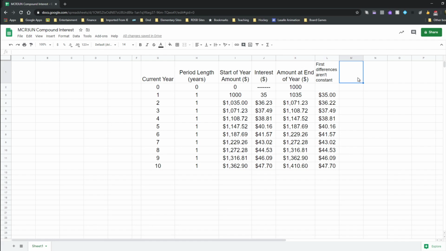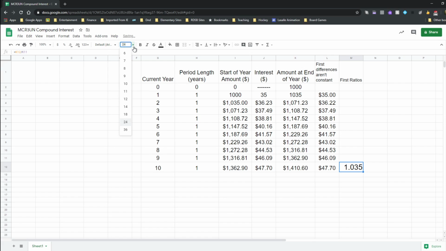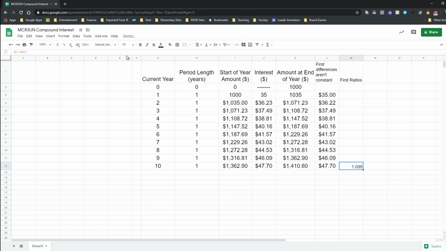So let's do our first ratios. We had learned to do this with exponentials, right? So I'm going to take this cell, and I'm going to do this number divided by this number. Let me make that a little bit bigger. Too big. Too small. Of course, it would be the one in the middle. And I'm just going to drag that up all the way to here.